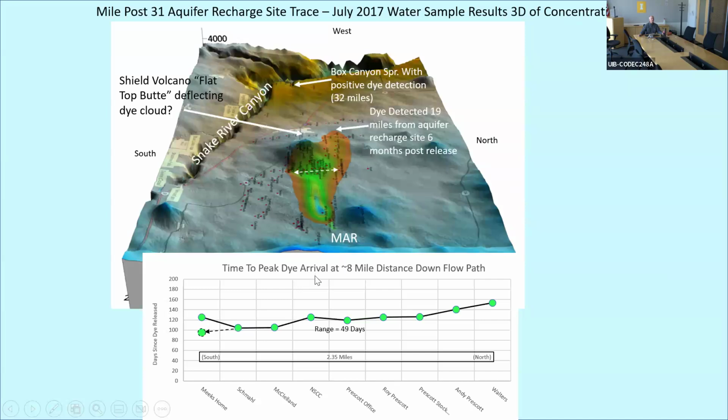eventually landed. And so it does kind of make sense with the timing of the peak breakthrough curves for all these wells for just a 2.5 mile distance, which is just right across the heart of the dye cloud. That it has a more southwesterly flow, reaches the south area, and then deflects around to the north in the timing. The Snake River Canyon is over here to the left, just to show you that. And then these are all our sample sites.